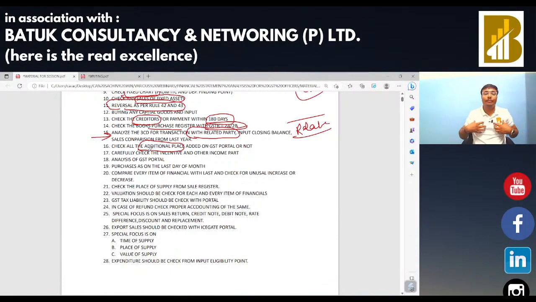Okay, this is our target, because the government has given us this job that we have to check all these things. So we need to do the same.